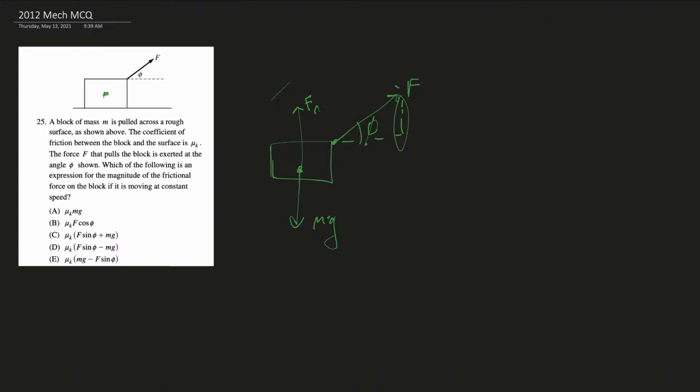So if we just take mg minus F sine phi, that gives us the normal force. And to go back to the force of friction, that's equal to the normal force multiplied by mu. So as you replace this, you get mg minus F sine phi times mu. So the only option that connects with that is E. So 25 is going to be E.